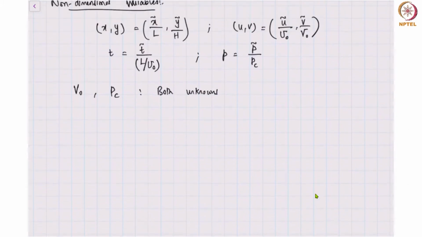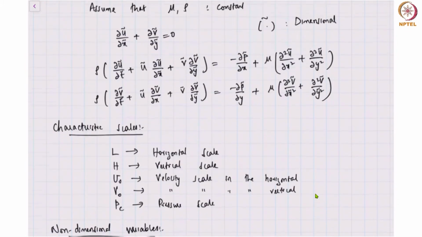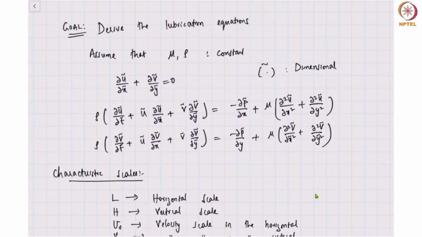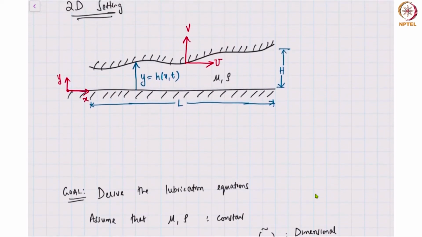Now what we will do is substitute these non-dimensional variables into the governing equations, which are the equations that you see on your screen, and then we will get a bunch of non-dimensional numbers. Before we do that, we have not yet defined the lubrication approximation. If you notice here, this is the sketch that I've made. I have a horizontal length L and a vertical height h.